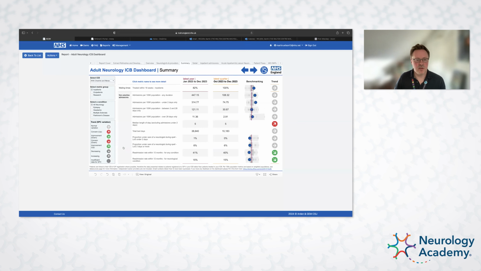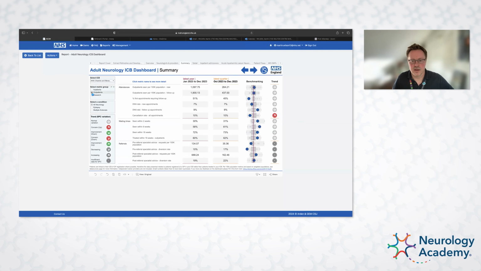And how this is split on this page, if you look on the left here, so obviously you've selected your ICB, and again you can change ICB very easily if you want to do that, but it's split between inpatient and outpatient metrics. So it's defaulted to inpatients. Please select outpatients. Again, this will all change, and it will show the relevant outpatient metrics.